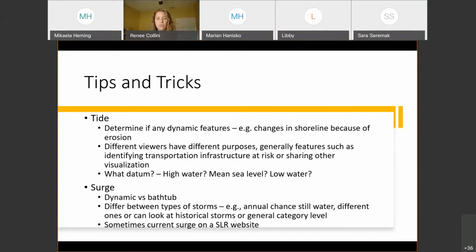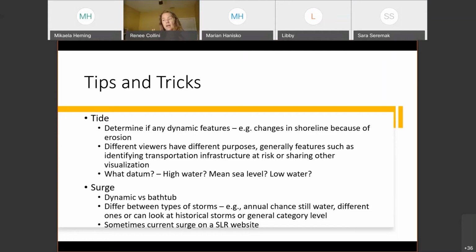Some of them do that annual chance stillwater, that 1% chance event or the 0.2% chance event. Some of them look at historic storms, and then some of them just look at, so category 1 here, how much surge would you get? Category 2 here, how much surge would you get? So you need to make sure you understand when we're saying surge, because we all know surge is really dependent on the storm and location. So make sure you understand what kind of surge you're talking about.